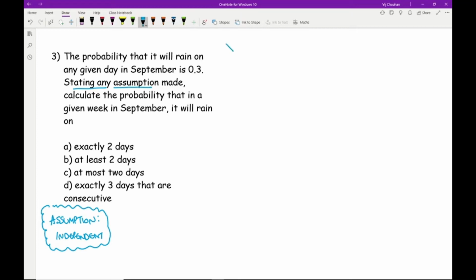Once we've done that, we then want to set the parameters. Here it says in a given week. Although it mentions a month, you might think it's 30 days, but you just need to be careful when reading the question. So here our sample size is 7, and the probability of success, if you can class a rainy day as a success, is 0.3.